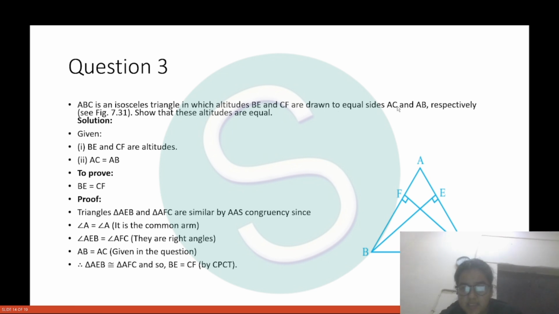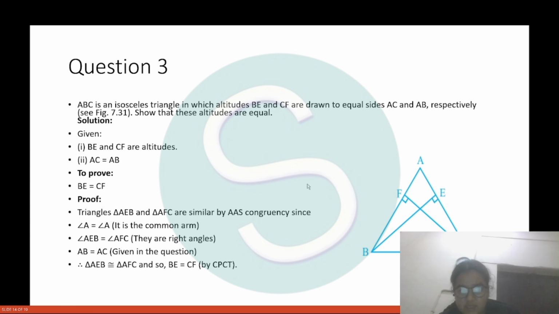Next question is, ABC is an isosceles triangle in which altitudes BE and CF are drawn to equal sides AC and AB respectively. Then we have to show that these altitudes are equal. हमें क्या given है कि ABC is an isosceles triangle, which means AB equals AC. Next it says BE and CF are altitudes. So these are 90 degrees, and BE and CF are altitudes. हमें ये प्रूव करना है कि जो ये ऑल्टीट्यूड है BE एंड CF दे आर इक्वल.